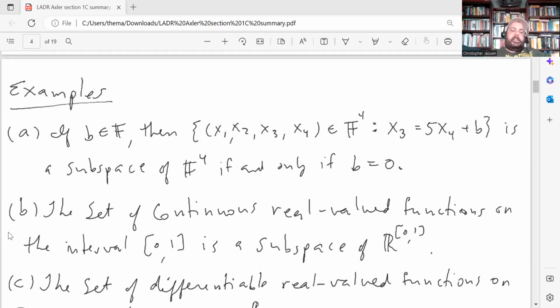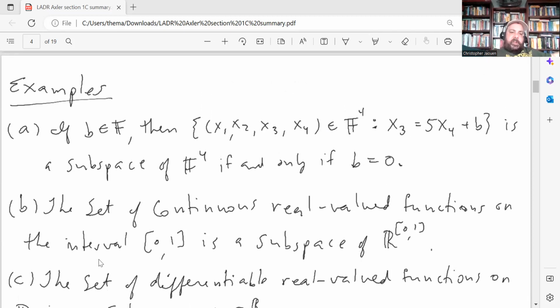So the first one, part A, example A, says if b is an element of the field F, then this 4-tuple of numbers where x3 is 5x4 plus b, x4 is the fourth component in the 4-tuple, and x3 is the third component in the 4-tuple. So this set is a subspace of F4 if and only if b is 0.